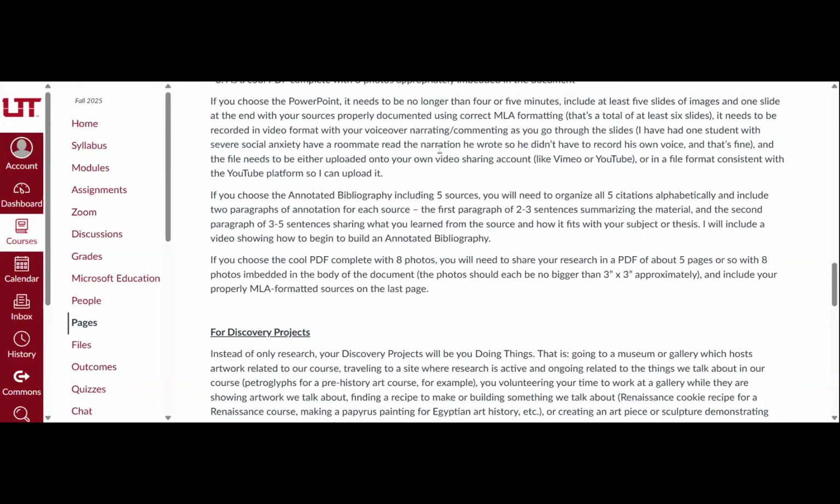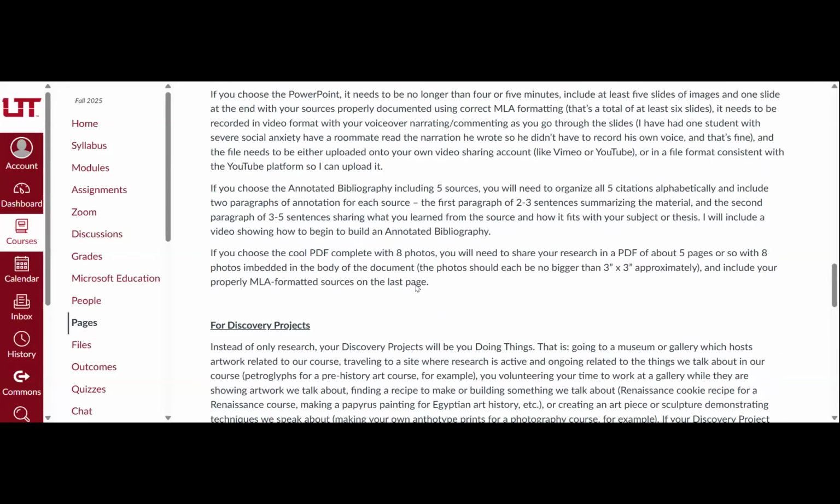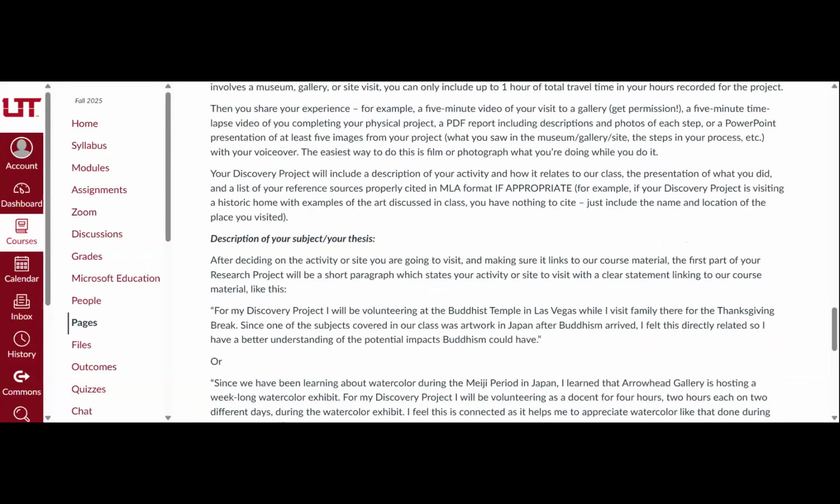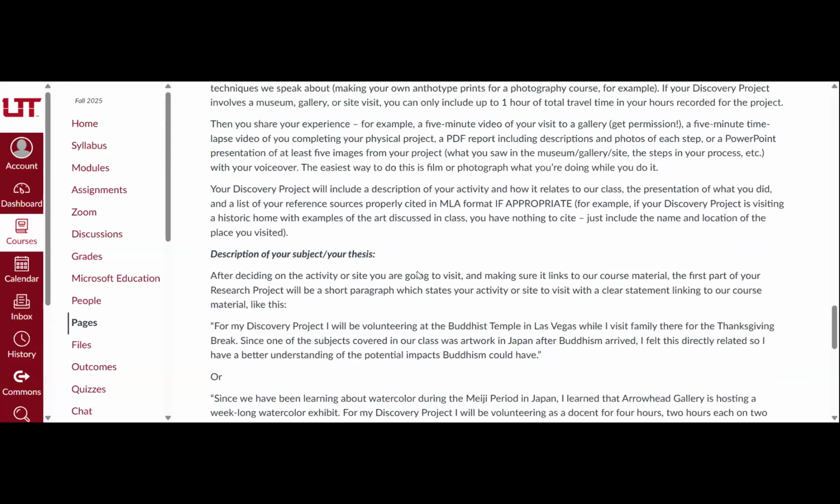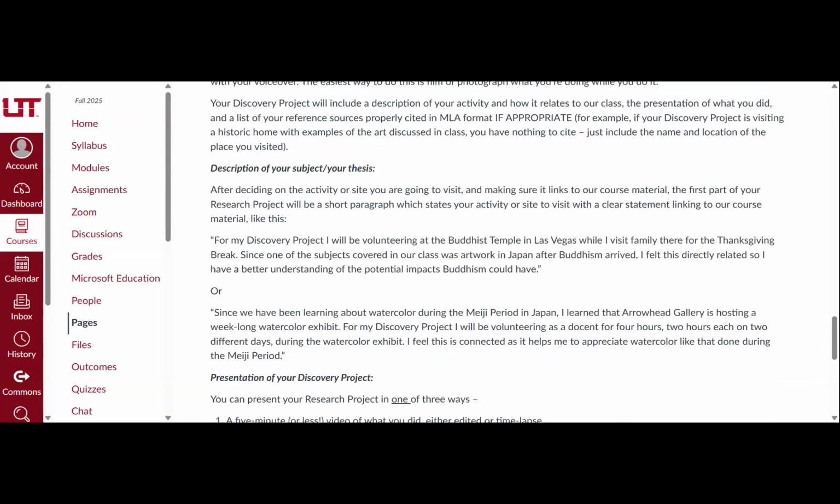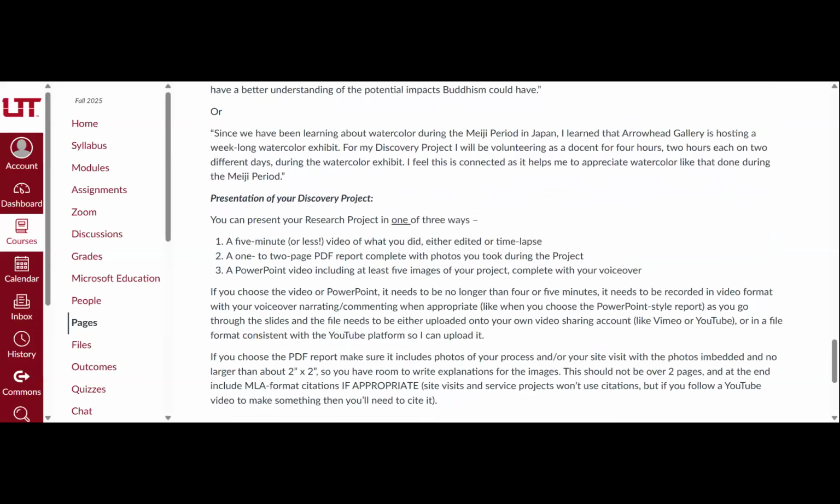And then this clarifies that. This clarifies a PowerPoint video. This clarifies the annotated bibliography. This clarifies your PDF. For the discovery projects, we are a little bit more flexible. You should always have some sort of an introduction describing what you're doing, and then include pictures throughout the body of what you do.